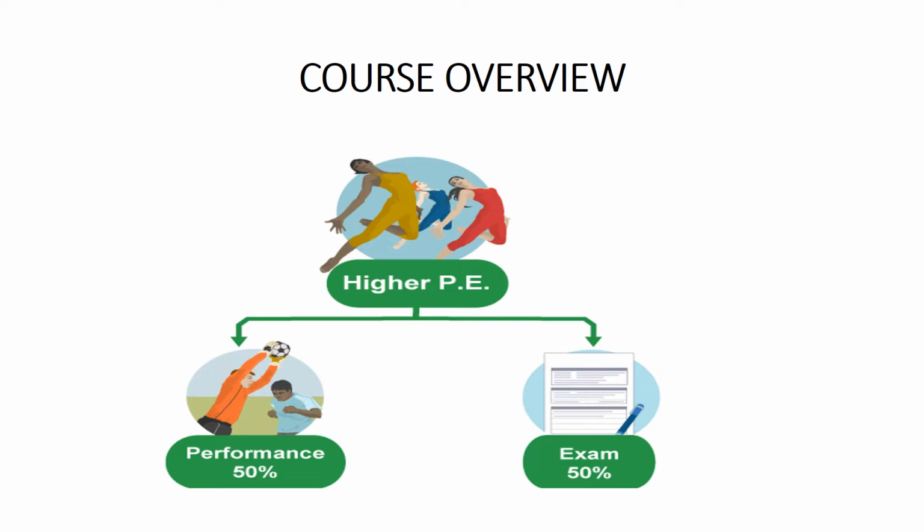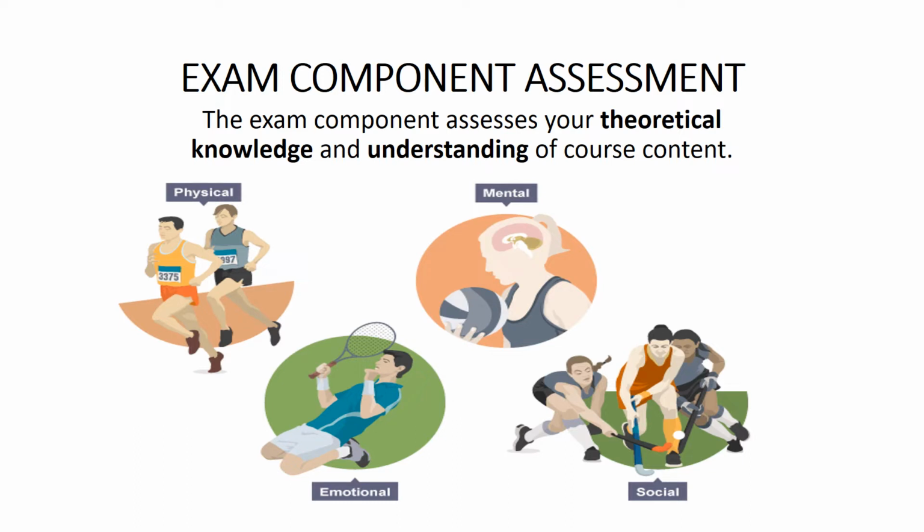The higher physical education course is made up of two main components. We have the performance component, which is worth 50%, and the written exam, which is also worth 50%. I'm going to start by going over what the exam consists of and what your child will be required to learn in order to be successful.